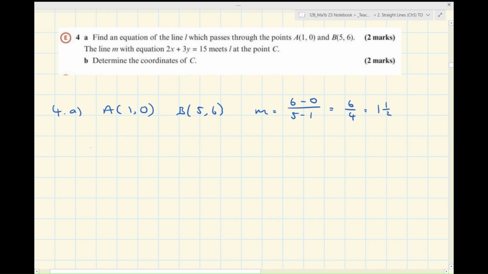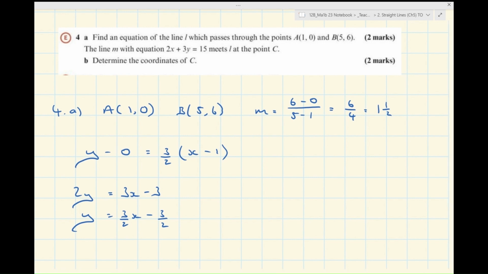Okay, so now I can use y minus y1. I'll use point A. y minus 0 equals 1.5(x minus 1). Multiply both sides by 2. 2y equals 3x minus 3. So y is 3 over 2 x minus 3 over 2.